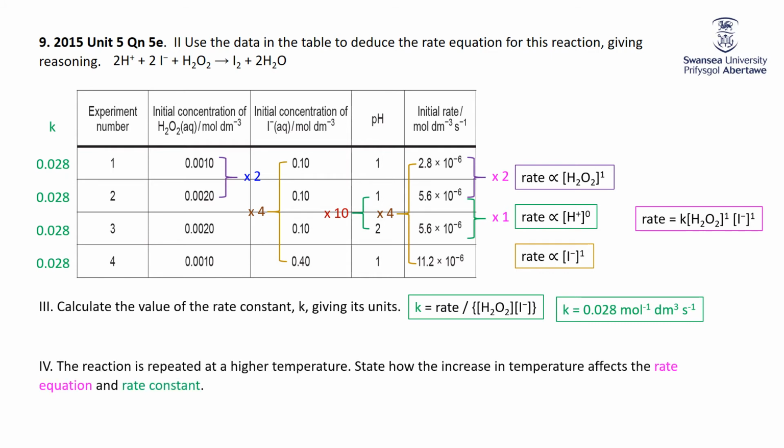Equations repeat at high temperature. How does temperature increase affect the rate equation and the rate constant? Well, the important thing is that the rate constant is constant at a given temperature, but increase the temperature, you increase the rate constant. But what is constant throughout are the orders of the reaction. The orders will only change when the mechanism changes. So the increase in temperature, assuming it doesn't affect the actual mechanism of the reaction, will have zero effect on the orders on the rate equation.